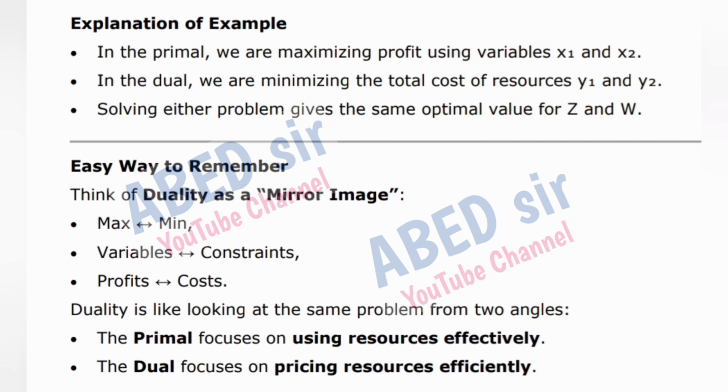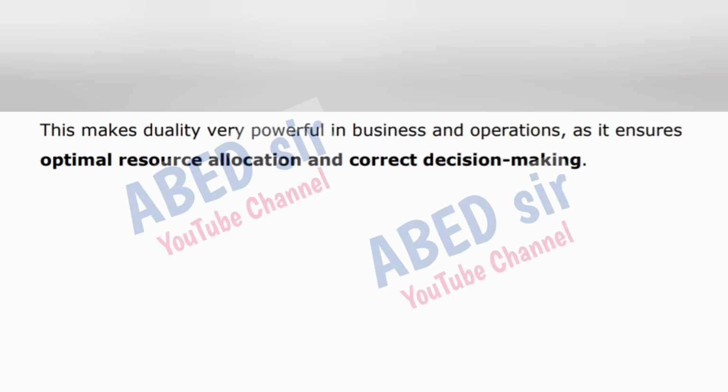Easy way to remember. Think of duality as a mirror image. Max ↔ min. Variables ↔ constraints. Profits ↔ costs. Duality is like looking at the same problem from two angles. The primal focuses on using resources effectively. The dual focuses on pricing resources efficiently. This makes duality very powerful in business and operations, as it ensures optimal resource allocation and correct decision-making.